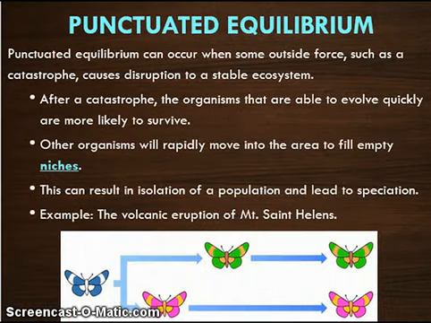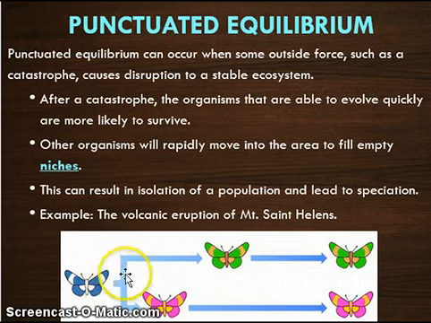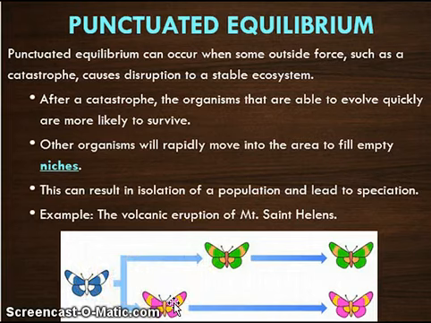Next, let's look at punctuated equilibrium. So this can occur when some outside force, like a catastrophe, causes a disruption to a stable ecosystem. So after this catastrophe, the organisms that are able to evolve quickly are more likely to survive. So we'll usually see one species quickly dividing and diverging into different species, followed by long periods of no evolution. So this one butterfly evolved into two different species of butterflies, and then they became very stable.